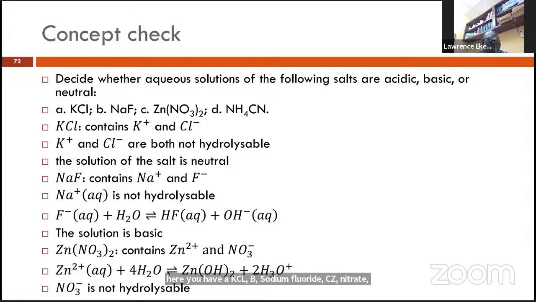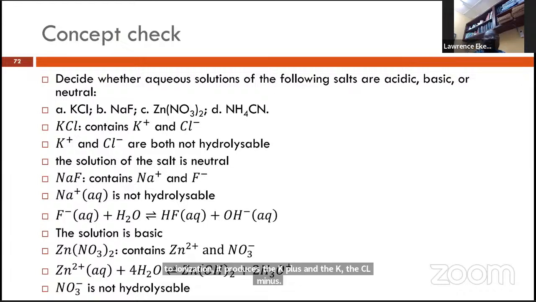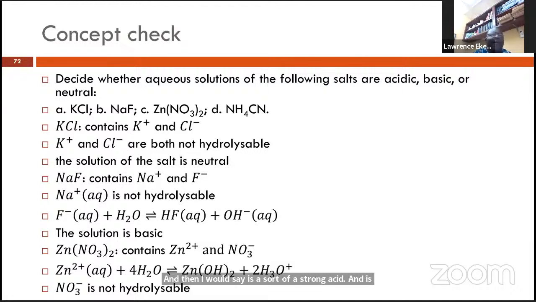And here you have A, KCl, B, sodium fluoride, C, zinc nitrate, and D, ammonium cyanide. For A, KCl, when it undergoes ionization, it produces K plus and Cl minus. Remember, we say a salt of a strong acid and a strong base, both ions are not hydrolyzable. That is where we started from. Now, the solution of the salt will be neutral, because since both ions are non-hydrolyzable, the solution will be neutral.